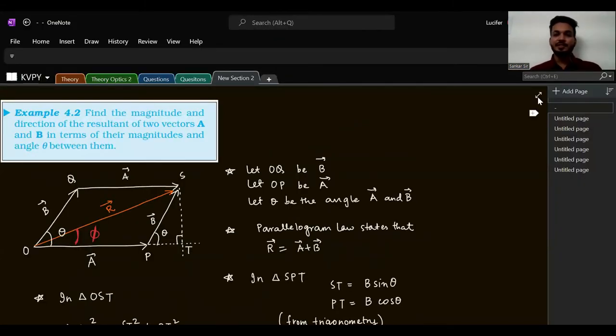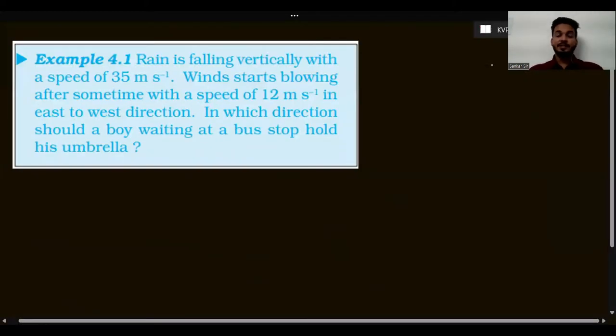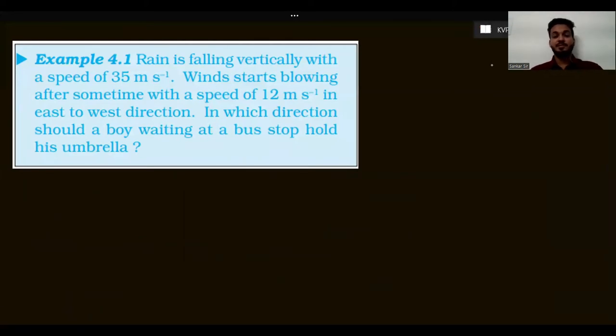So this is the next question that we are going to do. Rain is falling vertically with the speed of 35 meter per second. Wind starts blowing after some time with a speed of 12 meter per second in east to west direction. In which direction should the boy waiting at a bus stop hold his umbrella? So this is again a vector question. It's a little bit of application. So whatever vector addition we have studied, we have to apply this. So pause the video and try this question and then you can try it with me.